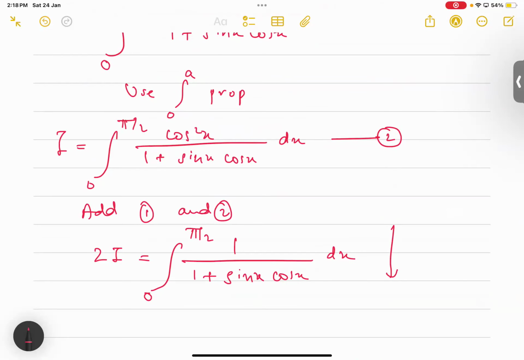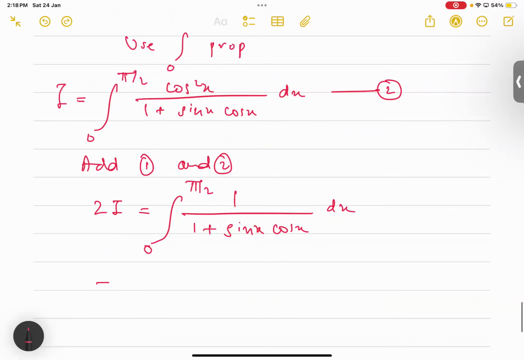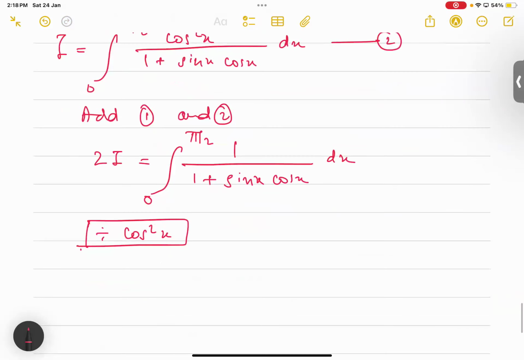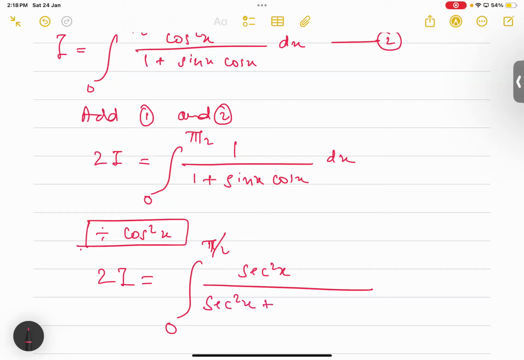Now this is not like the previous problem. We are having 1 plus sin x cos x. Now there is no specific method for this. Again, we have to try, we have to think something. So this is one way of understanding. Divide by cos square x. Let us see what is the net effect. What is 1 upon cos square x? Sec square x. What is sin upon cos square? Tan x. So somewhat it is successful.